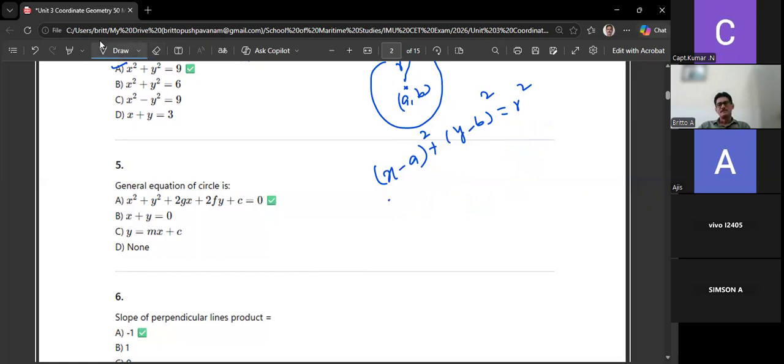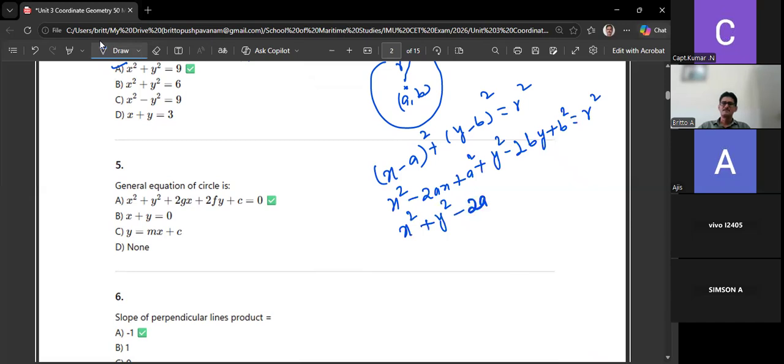Now, see, if you are expanding x square minus 2ax plus a square by using the formula a minus b the whole square plus y square minus 2by plus b square equal to r square. Now, you can rewrite the equation x square plus y square minus 2ax minus 2by plus a square plus b square. You take the r square this side, it is minus r squared equal to 0. Now, this is a particular form, the equation of a circle.